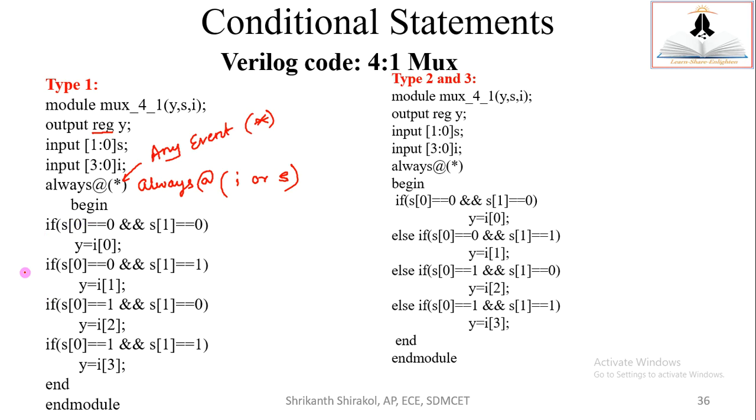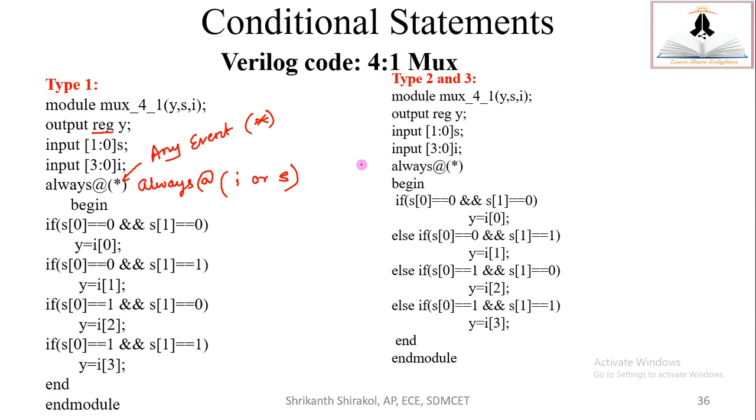So begin. Because we have multiple statements, I'm using if statement here. If S of 0 is equal to 0 and S1 of 0 is equal to 0, ANDed operation. If both are 0, this as well as this both are 0, then y should be allotted with I0. If S0 is 0 and S1 is 1, I1 should be allotted to y. 1 0, I2 should be allotted. 1 1, I3 should be allotted. End module. This is with type 1.